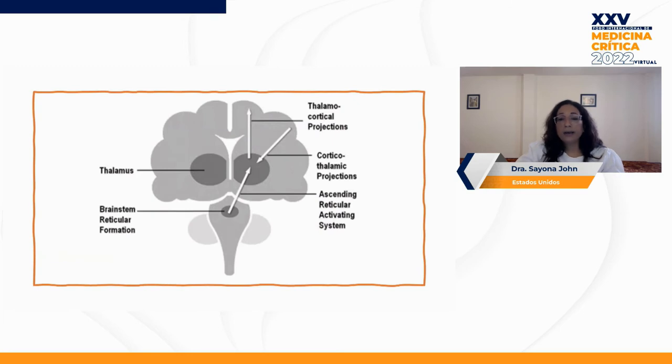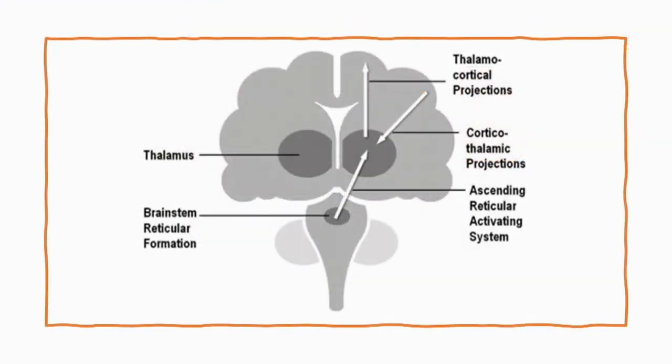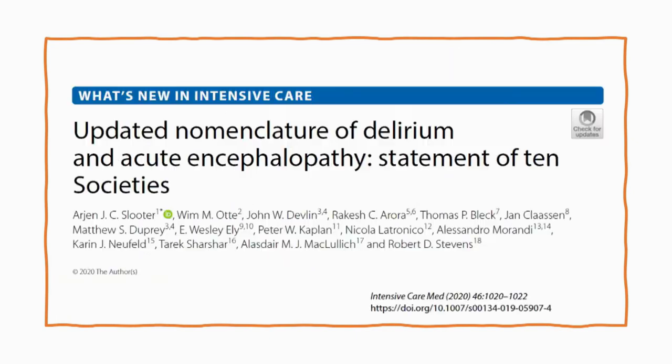And this is just a diagrammatic representation of how the reticular activating system connects with the thalamus and the cortex and vice versa. And the key area affected is the brainstem reticular formation, which then ultimately leads to the changes in the mental status.